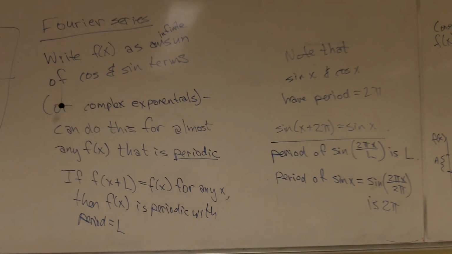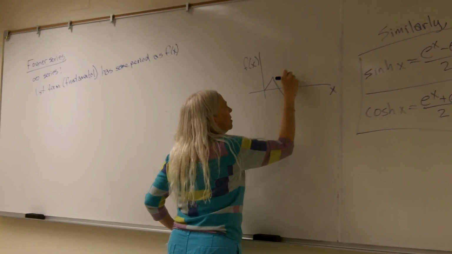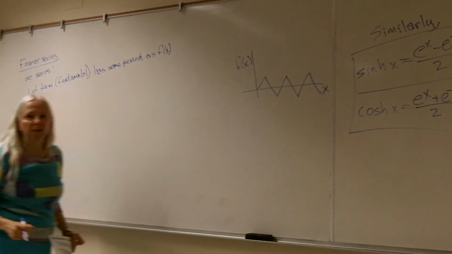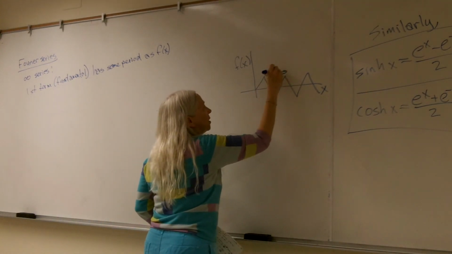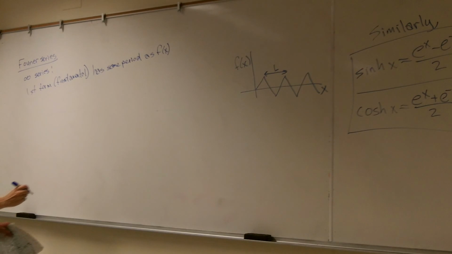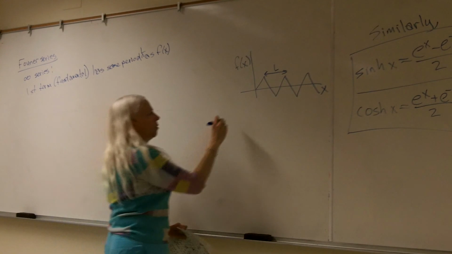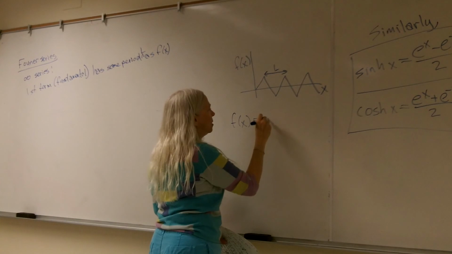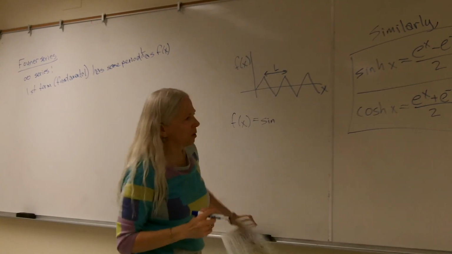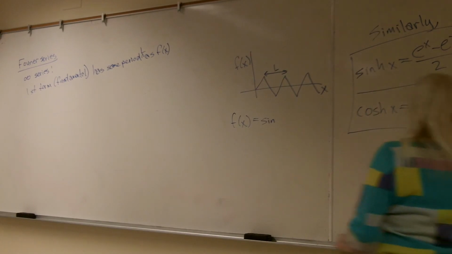So, for example, if our f of x as a function of x, maybe it looks like a triangular wave like that, for example. Right? That has a period we'll call L. Okay? So, in other words, our f of x in this case would be a sine term, let's say, with a period of L. In other words, the sine of 2 pi x over L.